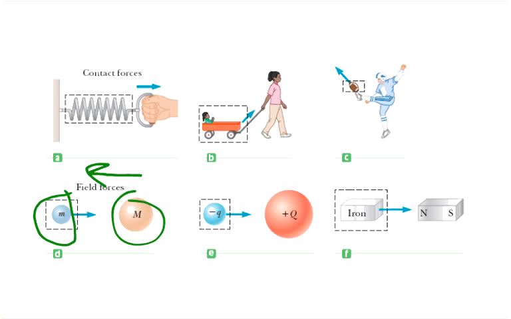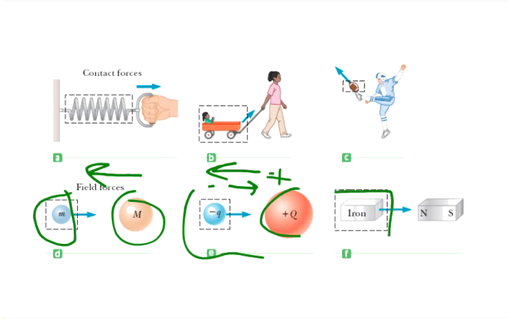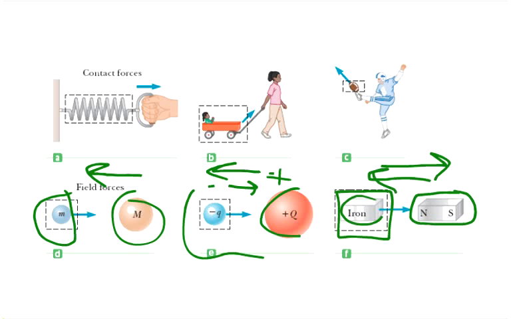Then this is like an electrical force field. So this is the positive big Q, and the little q is the negative. And so if big Q is pulling little q to the right, then little q is also pulling big Q to the left. And then we have a magnetic force field. So the magnet is pulling the iron to the right. So the iron is also exerting a force back through the magnetic field to the left.